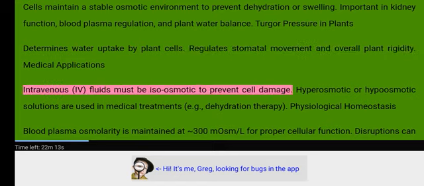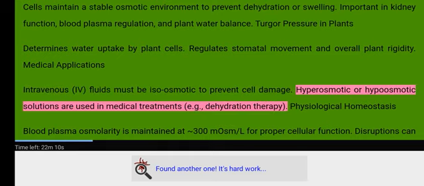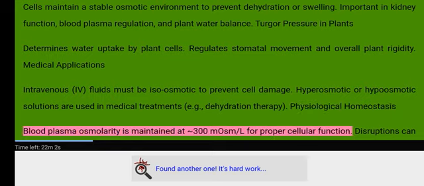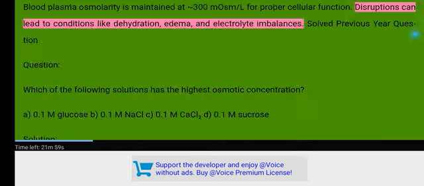Medical applications. Intravenous (IV) fluids must be isoosmotic to prevent cell damage. Hyperosmotic or hypoosmotic solutions are used in medical treatments, e.g., dehydration therapy. Physiological homeostasis: blood plasma osmolarity is maintained at approximately 300 mOsm/L for proper cellular function. Disruptions can lead to conditions like dehydration, edema, and electrolyte imbalances.